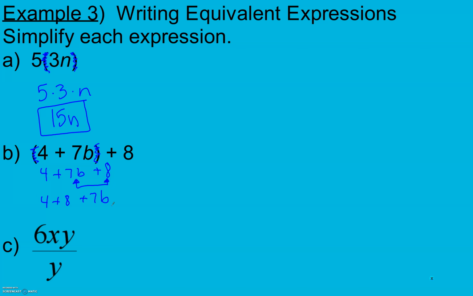Now, I can commute here and move two pieces around so that I can get things together in an order that's helpful. Because on this line, I still can't take 4 plus 7b. Now, though, that I've commuted my 8 and my 7b, I can take 4 plus 8, which is 12, and then add the 7b.